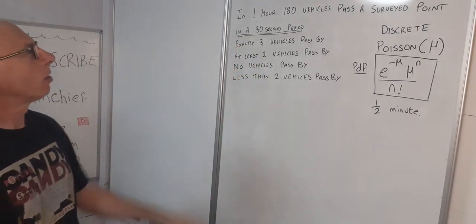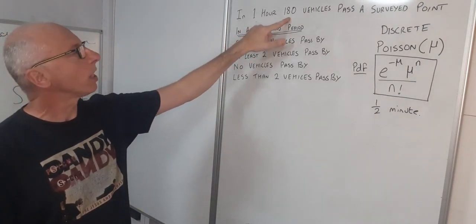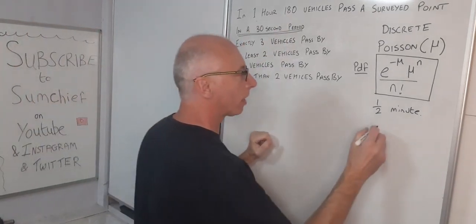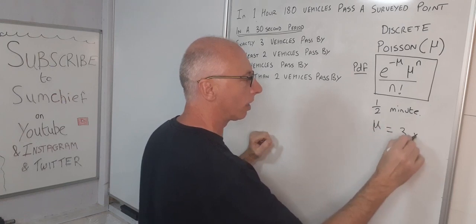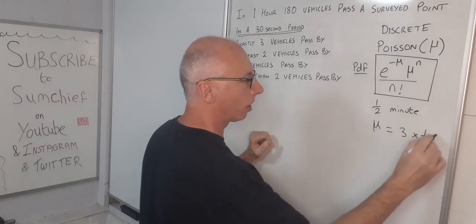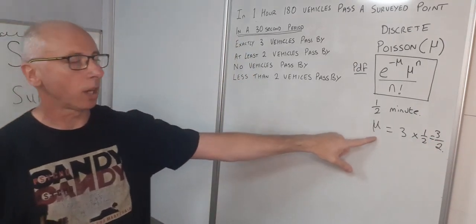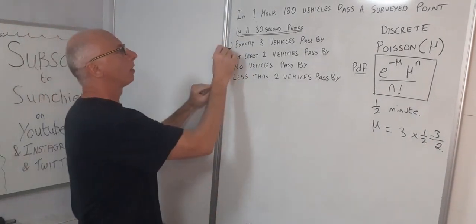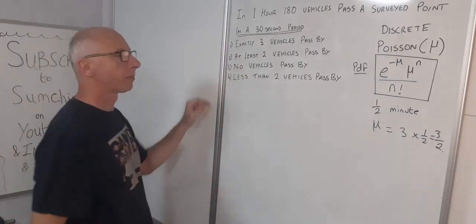And we've got the flow rate of 180 vehicles in an hour, which is 3 per minute. So there's our flow rate. So therefore our mu will equal 3 times 1/2, which is 3/2. So that's our flow rate. That's our parameter. So we can give these questions a number. Number 1, number 2, number 3, and number 4.